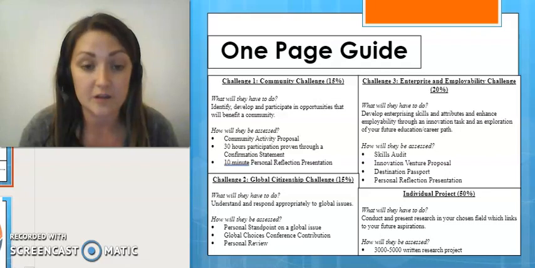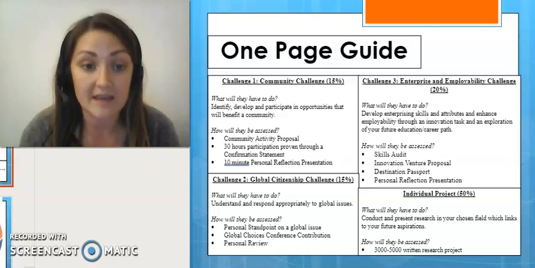The first thing they'll be assessed on is a community activity proposal, which takes place in a controlled assessment in which the students will outline everything that they plan to do and all of the planning and organisation skills that they've had to put into place.